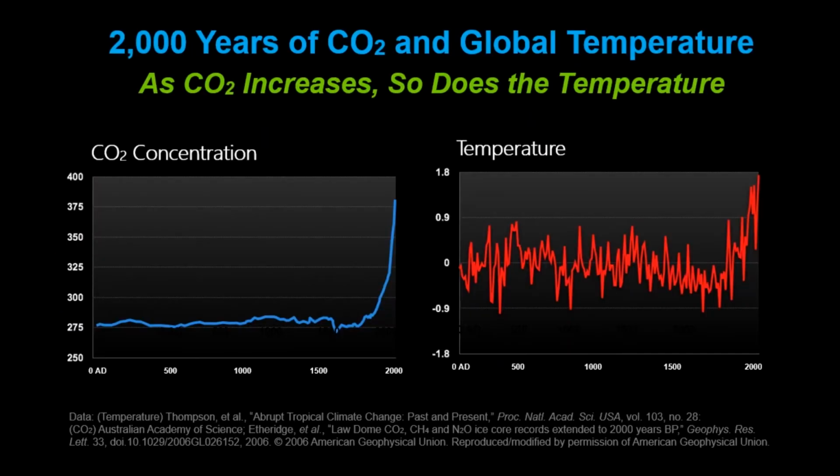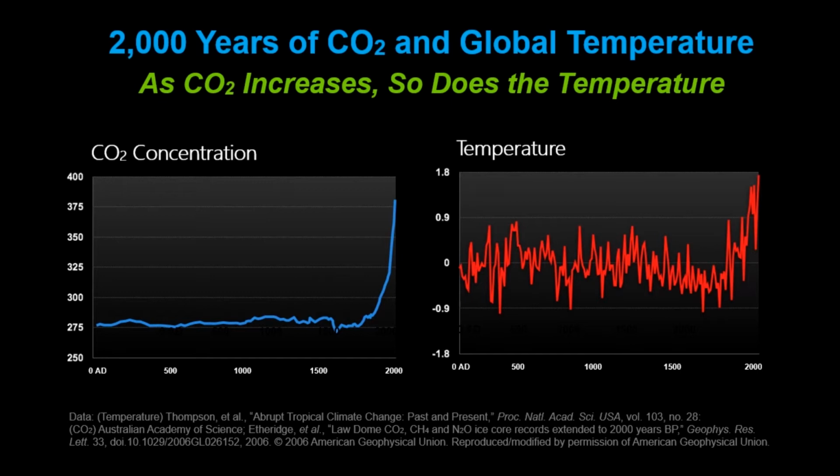And how do we know this? We have 2,000 years of carbon and global temperature data. And what we can see by looking at the trend is that as carbon dioxide increases, so does the temperature. Remember the first graph with the man walking the dog? Yes, there is variation, but when we look over a long time, you can see the important trend.